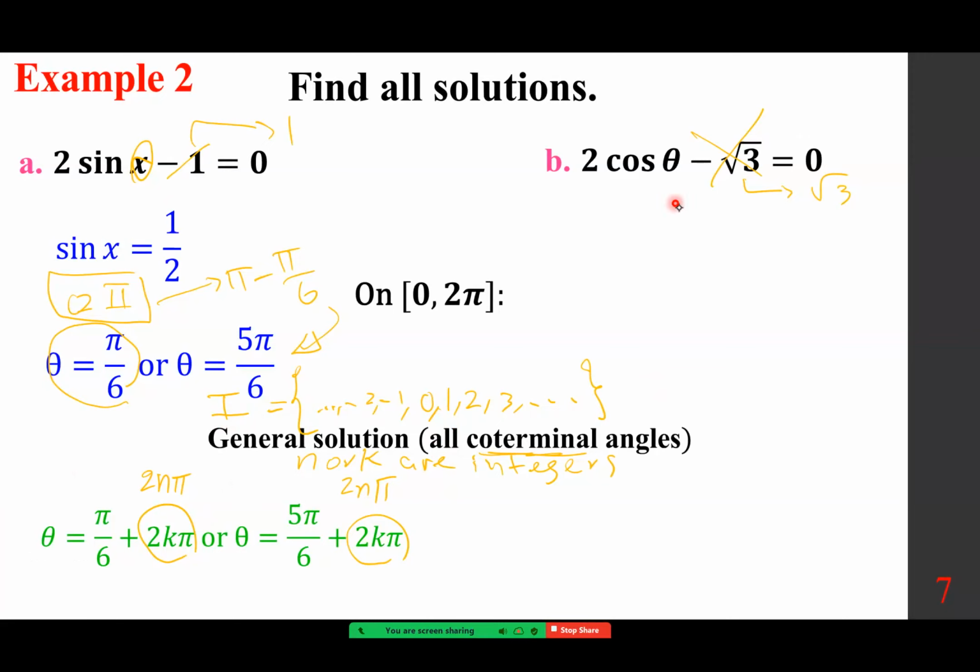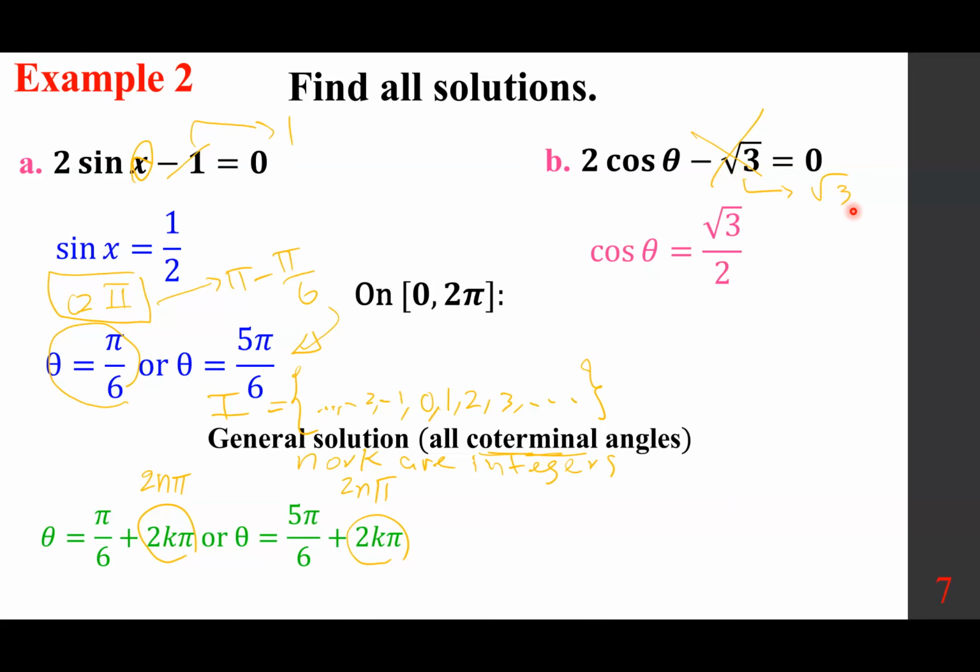Now, let's do part B. To do part B, we're going to move a negative square root of 3 and it becomes positive square root of 3 on the other side. We're going to divide by 2 and cosine becomes square root of 3 over 2. Common arc. Same thing, pi over 6.